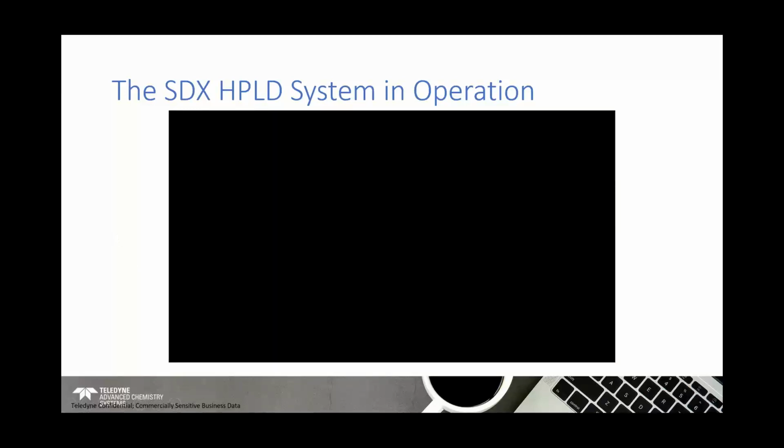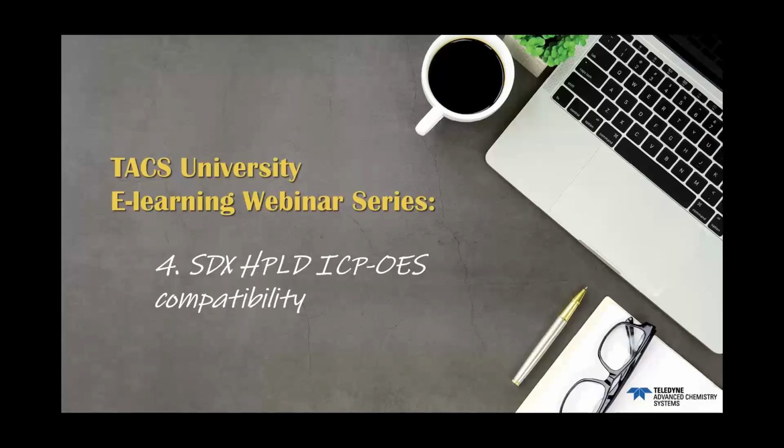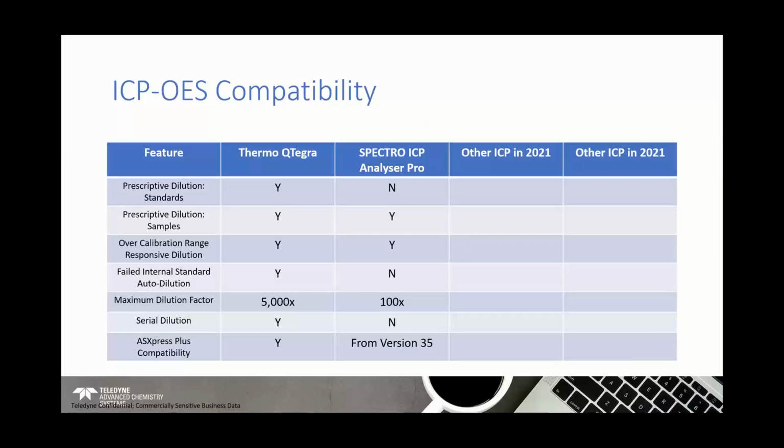So from here, I'll briefly talk about compatibility, and then I want to talk about some application examples. So compatibility, the SDX is currently compatible with two different types of ICP operating software. That would be Thermo's Qtegra for ICP OES and ICP MS analysis. And then we've got integration as well with Spectro's ICP Analyzer Pro software for ICP optical instruments. And then later in the year, we've got other ICP OES instruments which are going to become compatible as well, possibly with a third.